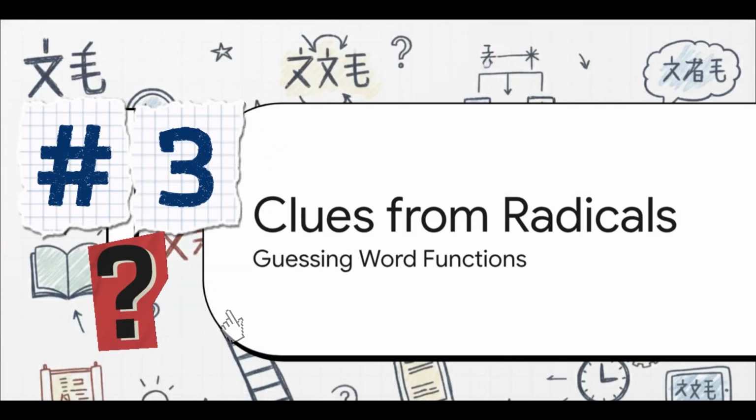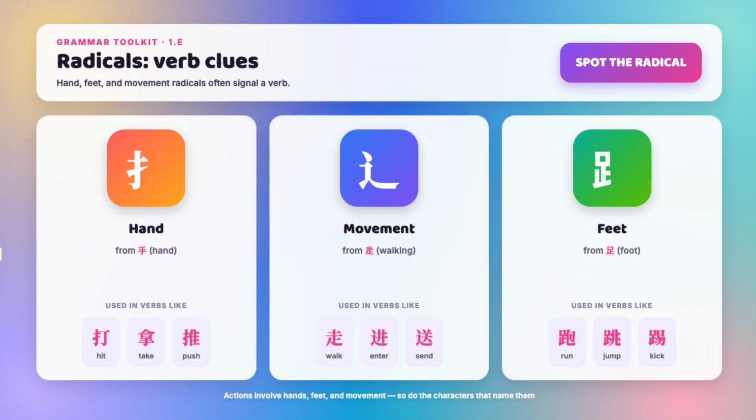Let's shift gears to part 3, reading clues from radicals. So, what happens when you perfectly isolate a word using those grammar particles, but you realize you actually have no idea what the character itself means? Don't panic. You don't need a dictionary if you know its building blocks. Look at these radicals, the hand radical, the movement or walking radical, and the foot radical. I want you to build serious muscle memory with these. If you're hunting for the verb in your SVO structure and you see a character containing one of these radicals, your alarm bells should instantly ring. Because so many actions in everyday human life involve our hands, our feet, or moving around, characters with these building blocks are highly likely to be your verbs.